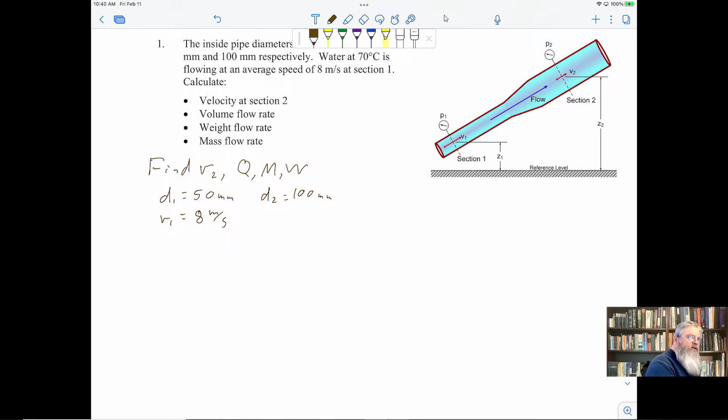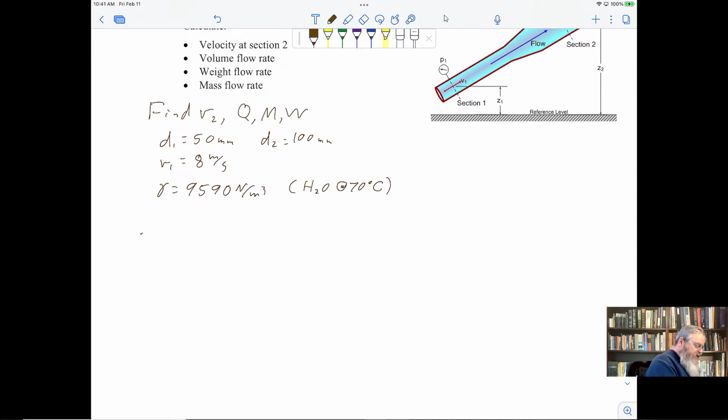If we look this up in Appendix A1 of MECH, I think, for properties of water at temperatures other than room temperature, I think what we find out is that gamma for the fluid is 9590 newtons per cubic meter. And that's water at 70 degrees Celsius.